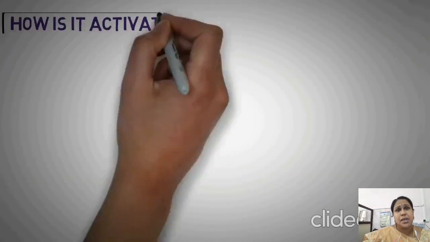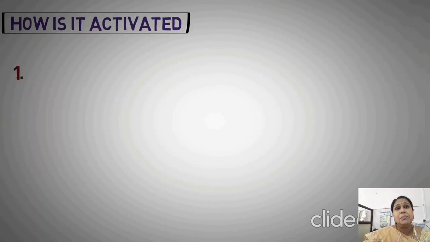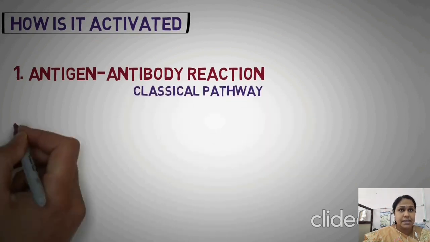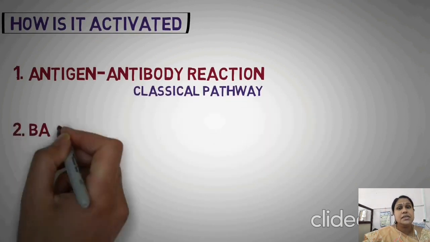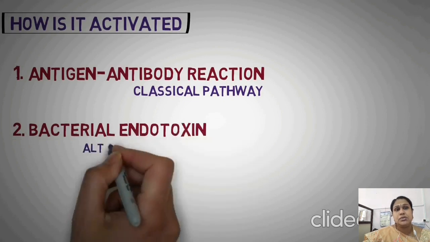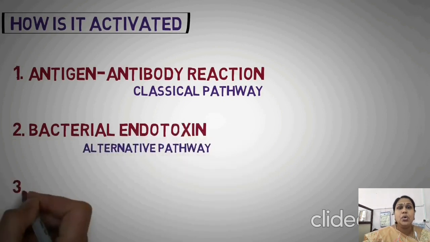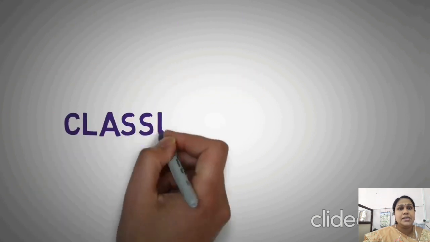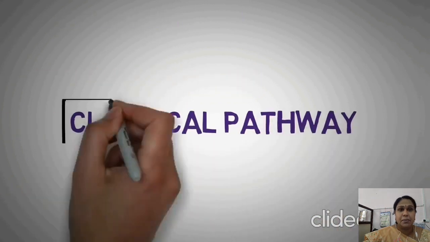How is it activated? It is activated in 3 pathways. One is the antigen-antibody reaction, otherwise called the classical pathway. The second is the bacterial endotoxin, otherwise known as the alternative pathway. The third is the lectin pathway, in which mannose binding lectin is involved.